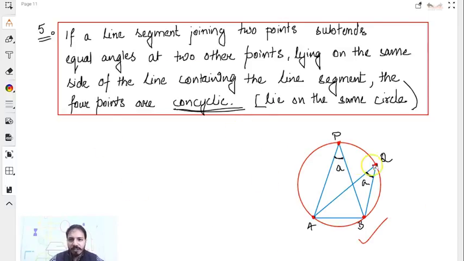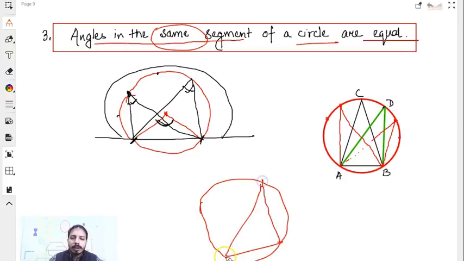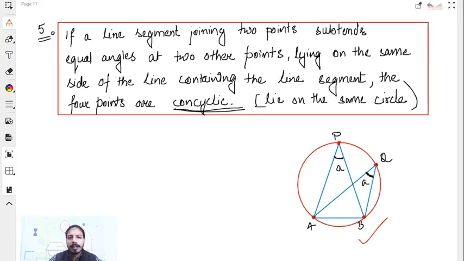And basically this is the converse of the theorem which we have just seen. We have seen this theorem, right? That in a circle, if I have a segment, they subtend equal angle. So if they subtend equal angle, these points should lie on the circle. So this is basically the converse of that particular theorem.